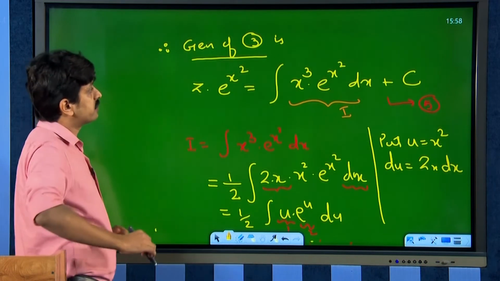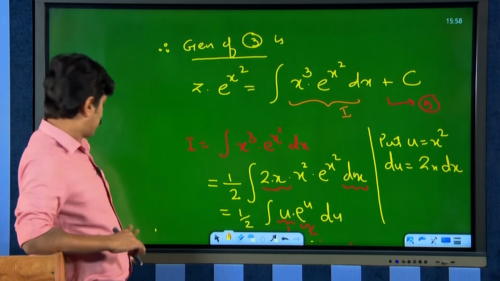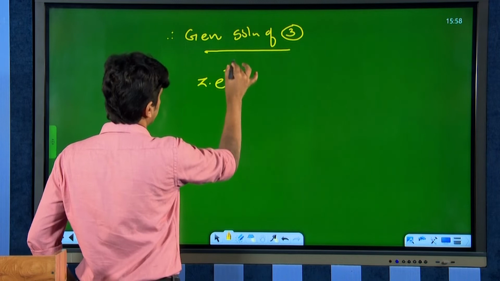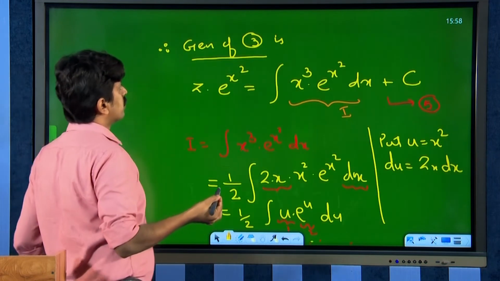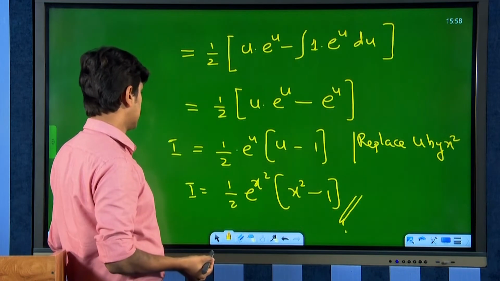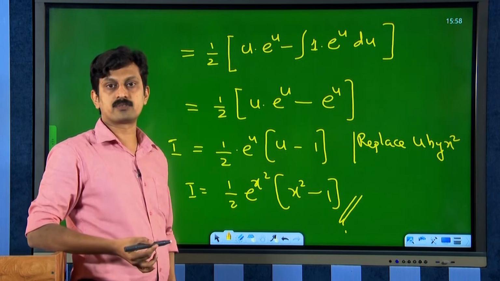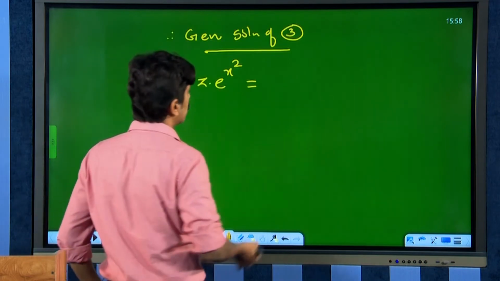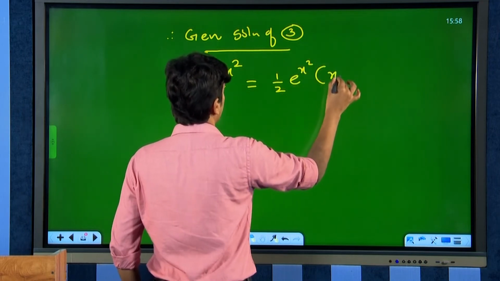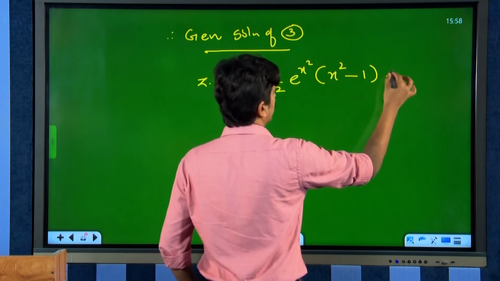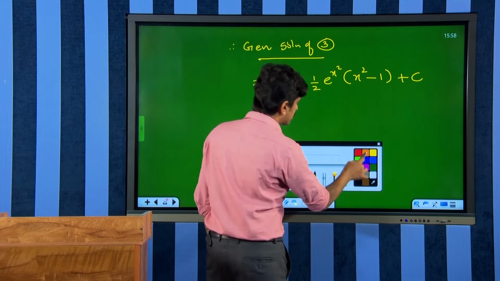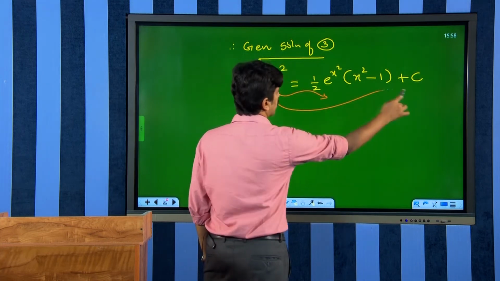The equation number 5 is actually z e raised to x square is equal to the integral, that integral we found, and that value is 1 by 2 into e raised to x square into x square minus 1, plus the constant of integration. Now I would like to take this e raised to x square to the other side.